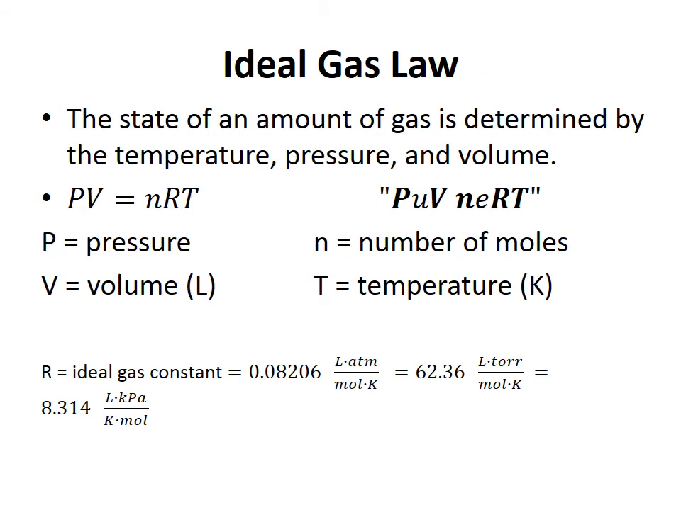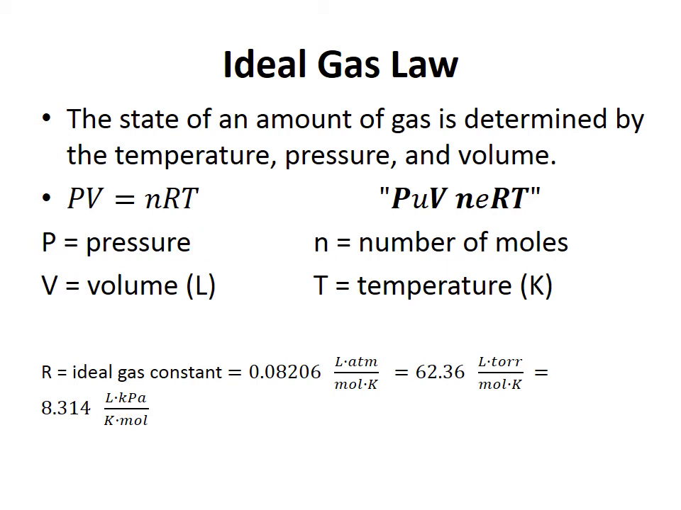Now, how do we know what unit of pressure to use? It depends on whatever pressure we're given. R is our ideal gas constant. We have three different values for R. The value of R that we use is determined by the unit of pressure we're given in the problem. So if we're given pressure in atmospheres, then we're going to use this value for R, because it's liters atmosphere per mole Kelvin. Or if we're given it in torr, or millimeters of mercury, we use this one. Or if we're given it in kilopascals, we use this value of R.